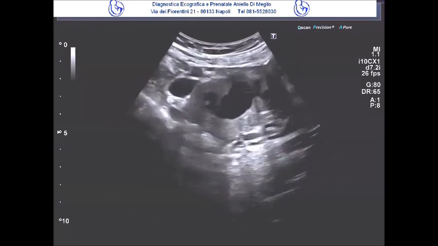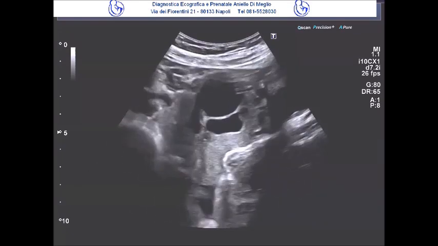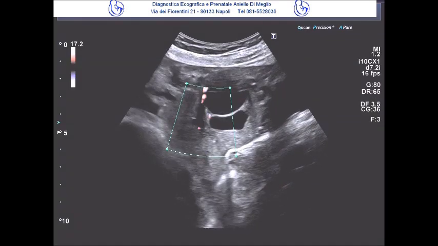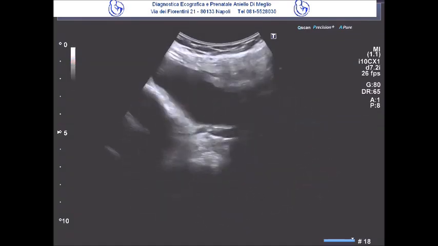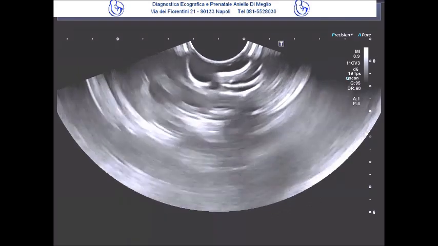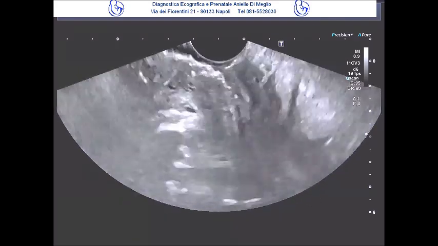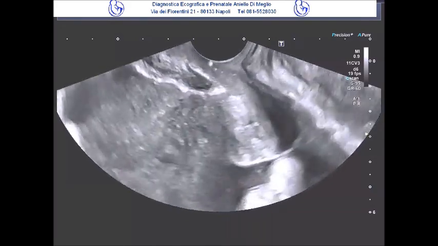Here you see the right ovary, which, as mentioned, is enlarged in volume, occupying almost the entire pelvis. Within its context, at a threshold area, there are associated multilocular cystic areas, and this aspect is certainly more evident in the examination we are about to perform transvaginally.